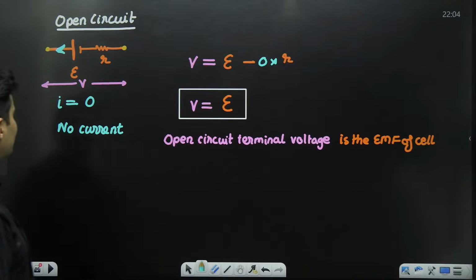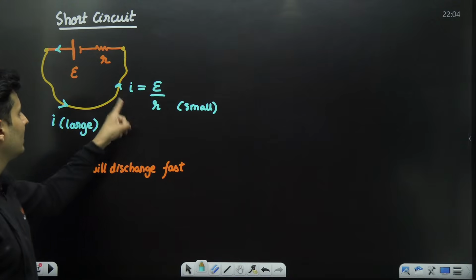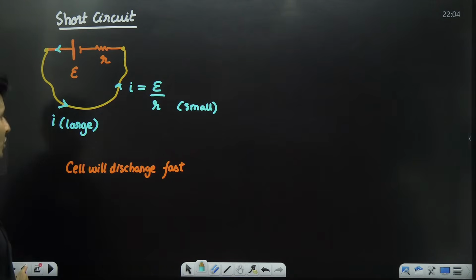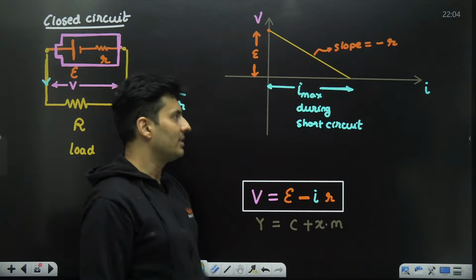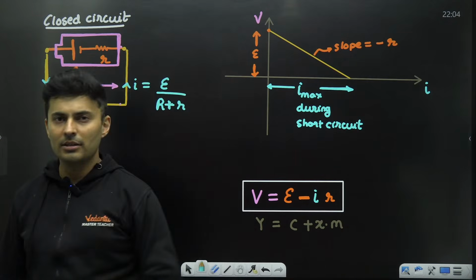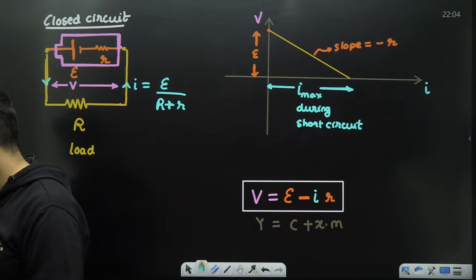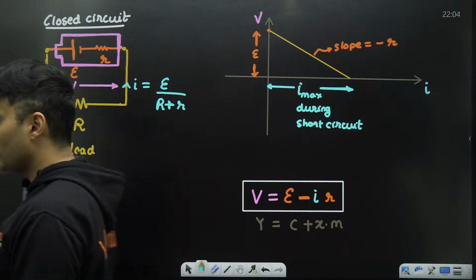So when you short the circuit, this is the maximum, largest current that you can get. So that is what this represents. Is this now clear? So this is a very important graph which can actually come. Perfect. Very, very important.